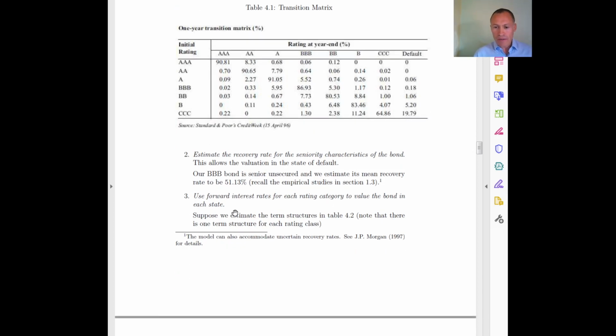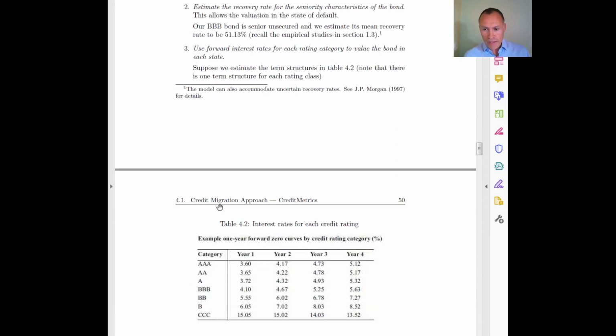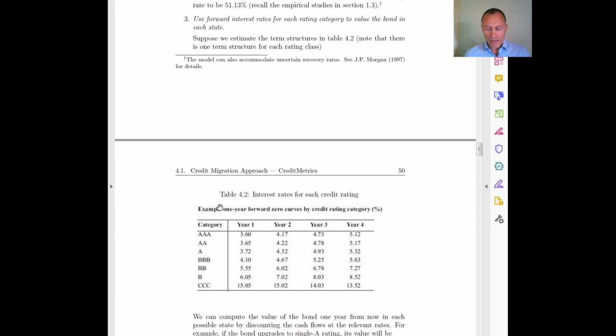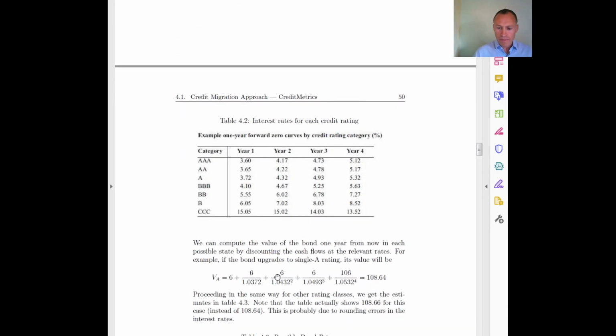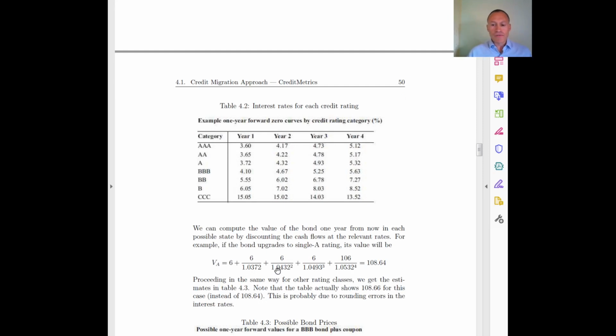Third step, we need forward interest rates. Let's say that we have estimated interest rates for different rating categories, and we come up with these numbers for different horizons. So this is the forward rates for AAA, the forward rates for AA, and so on. So now what we need to do is estimate the value of our bond at the end of the year for all possible cases, right?